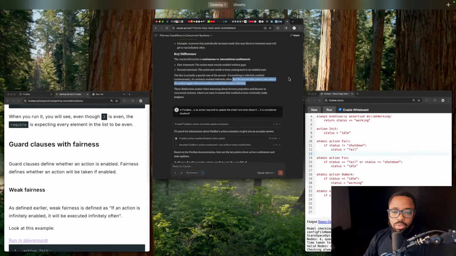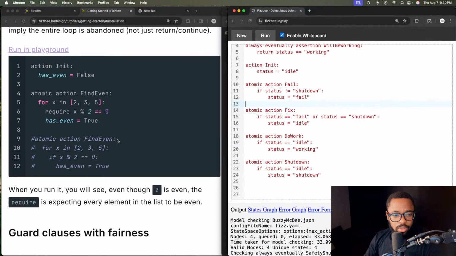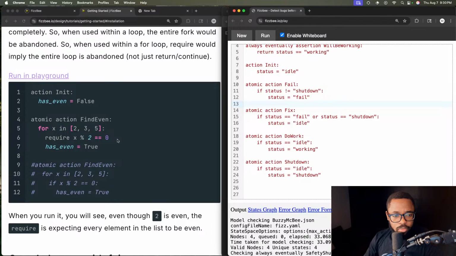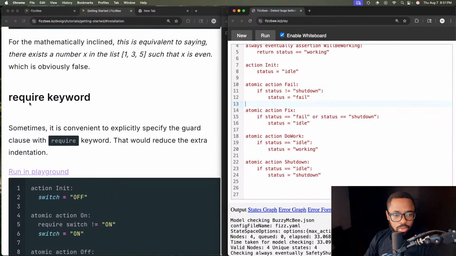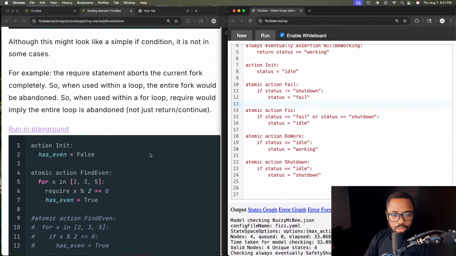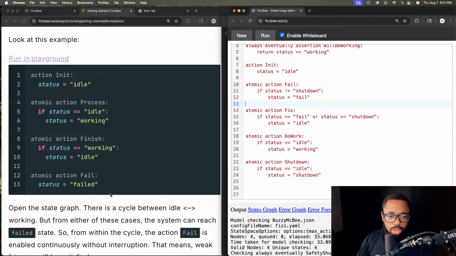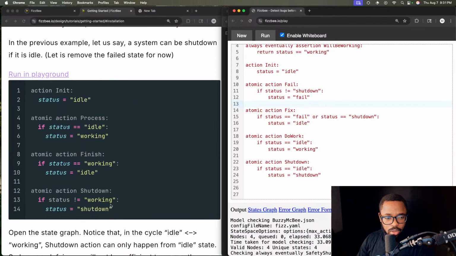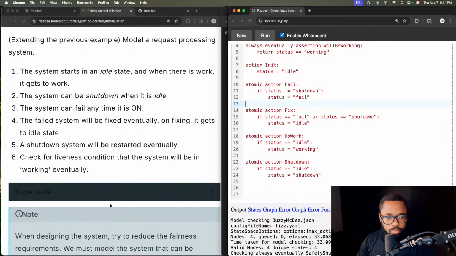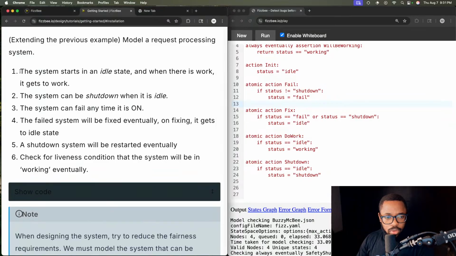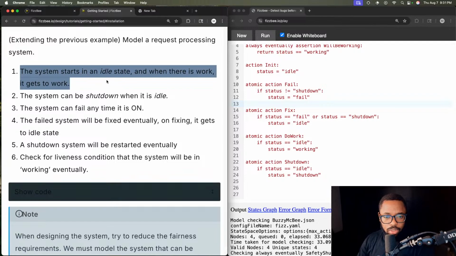Okay, so that's fairness. I think before that we had the require word, which is really for guards, which dictates when an action is enabled or disabled. So going back to the original problem, the first statement is the system starts in an idle state, and when there is work, it gets to do work.